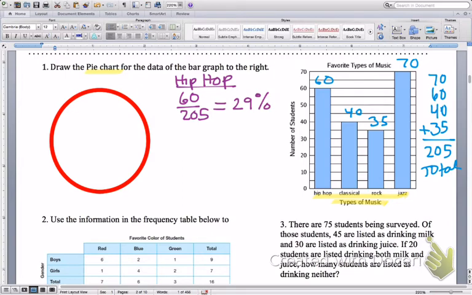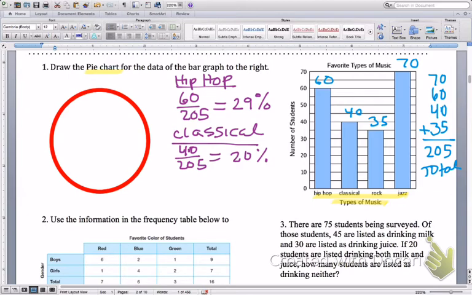Now I'm going to do the next one, classical. And there are 40 out of 205 students who chose that as their music. So we take 40 divided by 205. That gives me approximately 19.5%. Let's round it to 20%, just to make the chart easier to graph later.